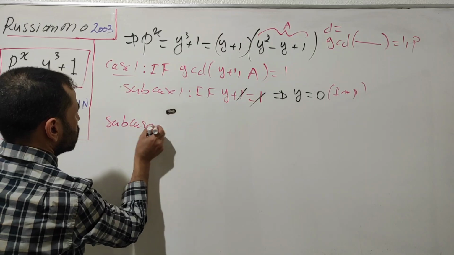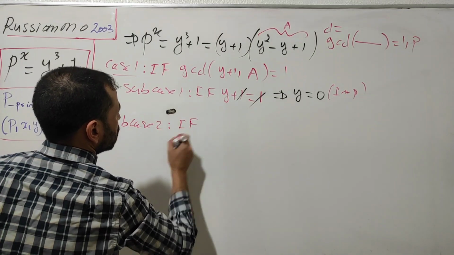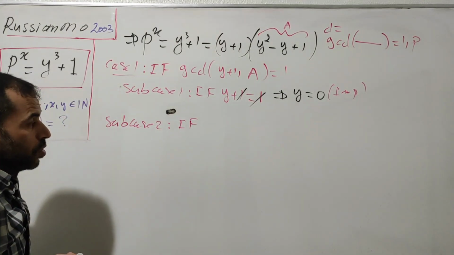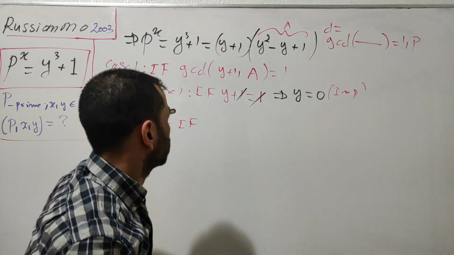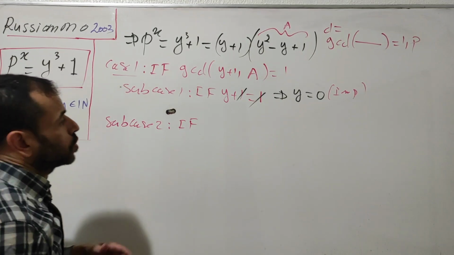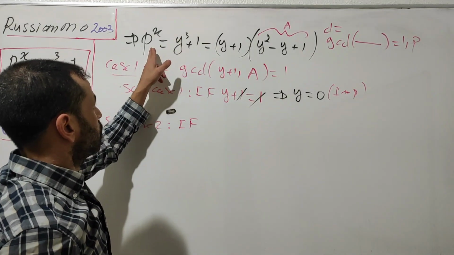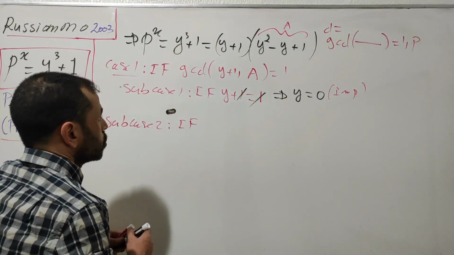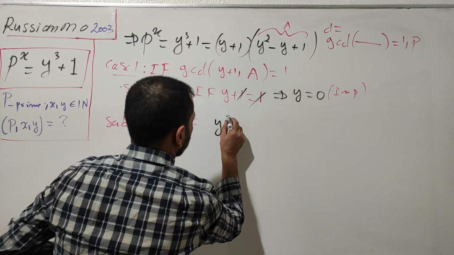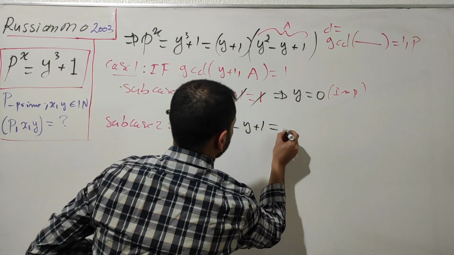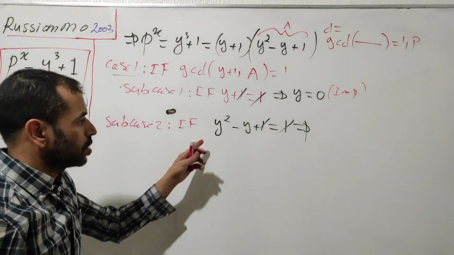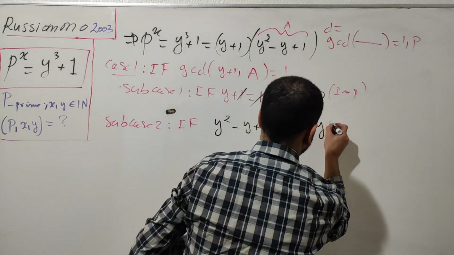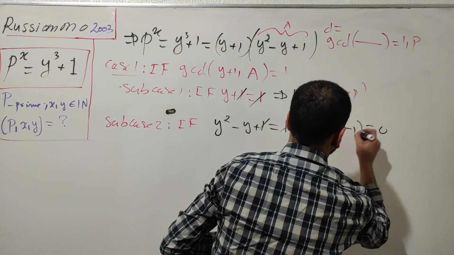Sub case number 2: y plus 1 equals 1 doesn't work, which means the other one is going to take 1, because we have GCD equals 1. So what does this mean? This one is going to take the whole thing, p to the x. Okay, so if y squared minus y plus 1 takes 1, we are simply going to simplify 1 from left and right and take y as a common factor here. So I get y times y minus 1 equals 0.